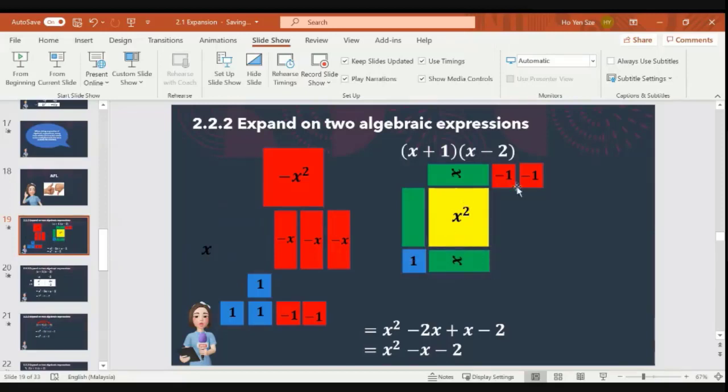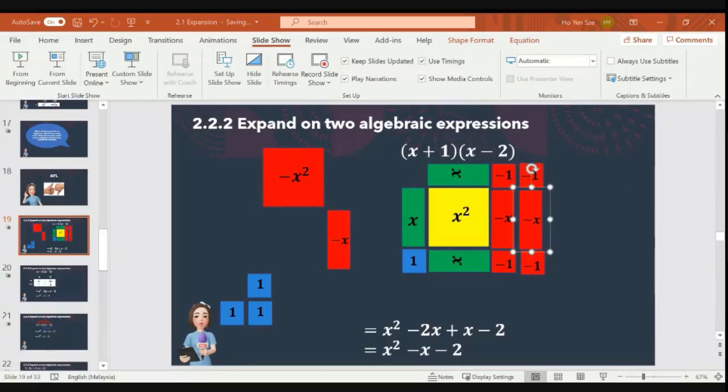So how about this one? Negative 1 times x, negative x. Negative 1 times x. This is x. This is x. I don't know why this one is not moving. So negative 1 times x is negative x. Negative 1 times this one is also negative x. The last one, negative 1 times 1, negative 1. So move here. This one also negative 1. This one also negative 1. So all the answers down there are here. All here is the answer after you expand.